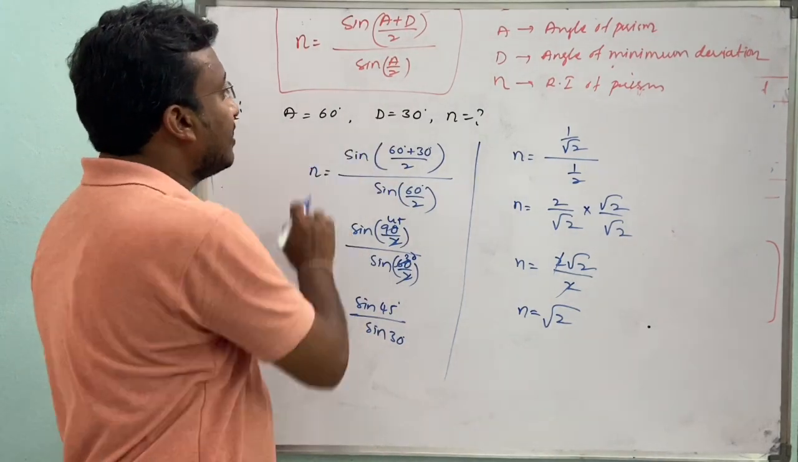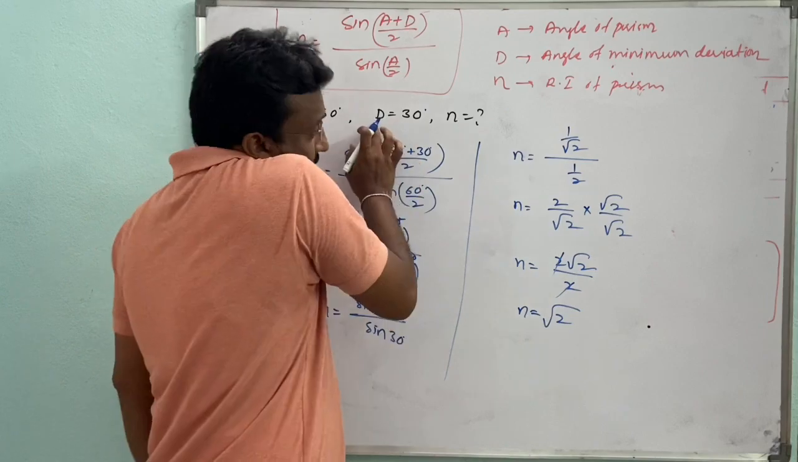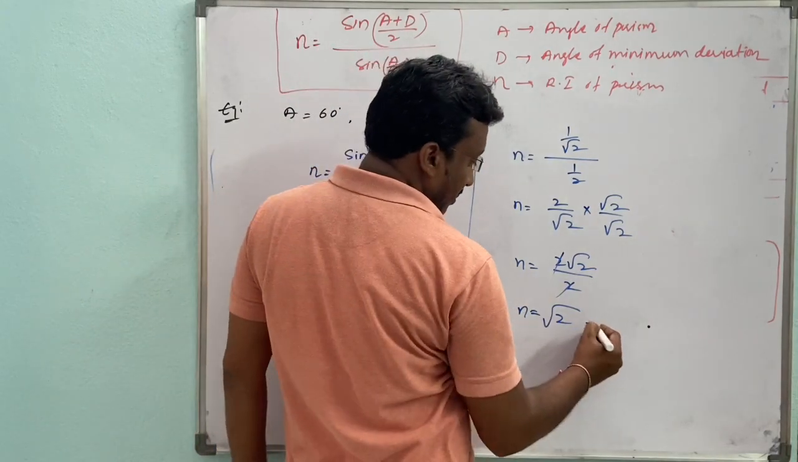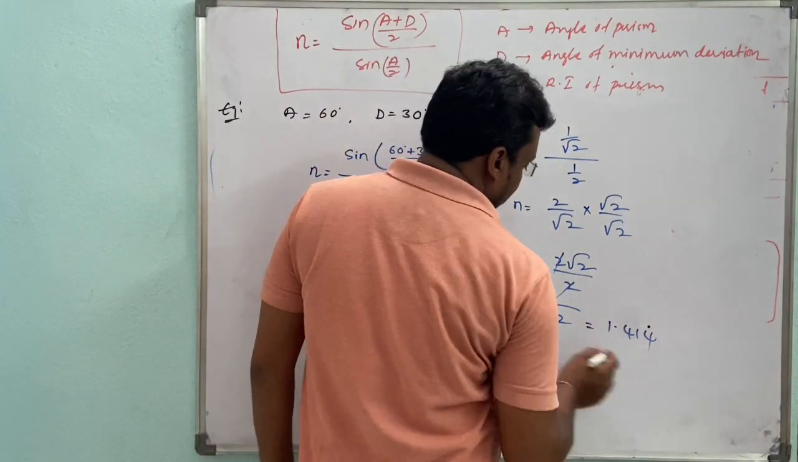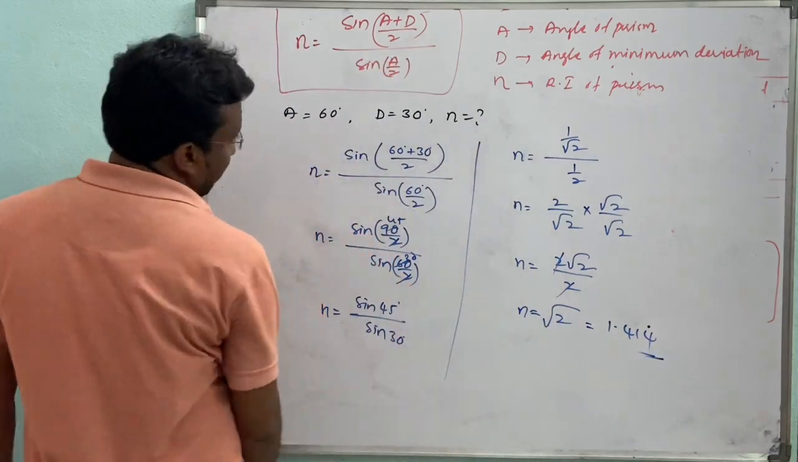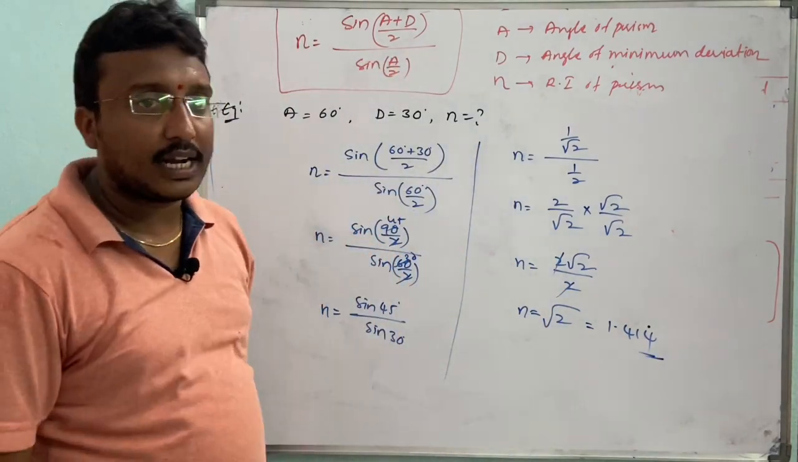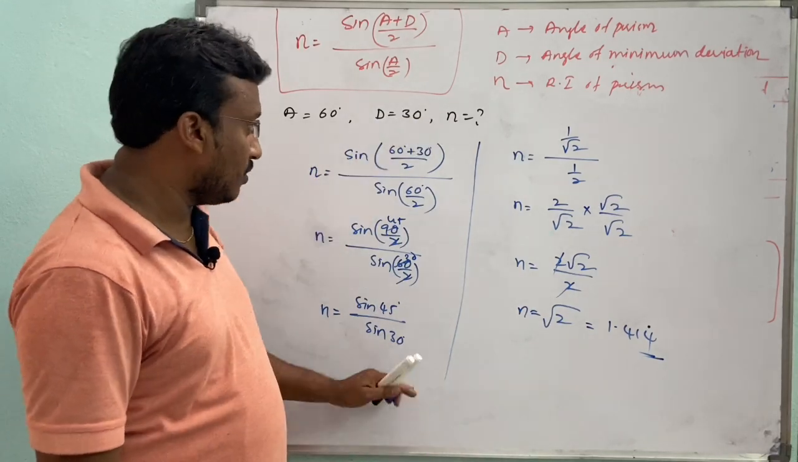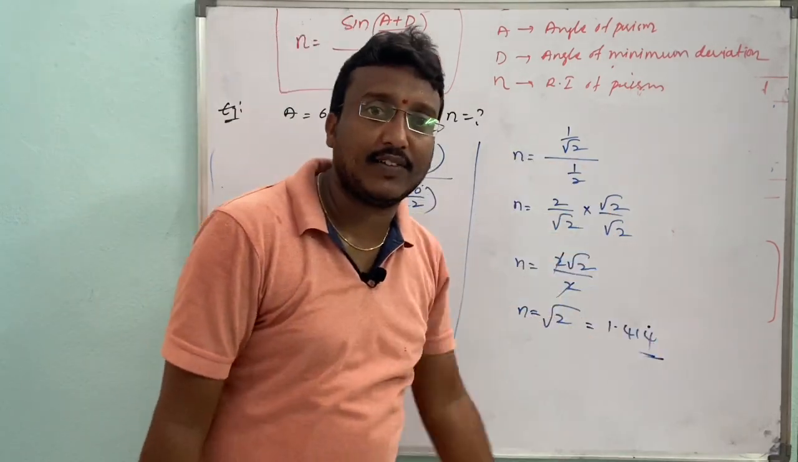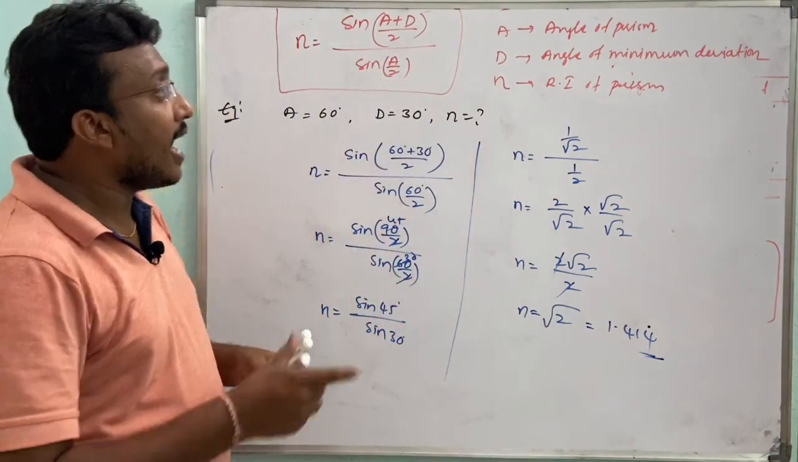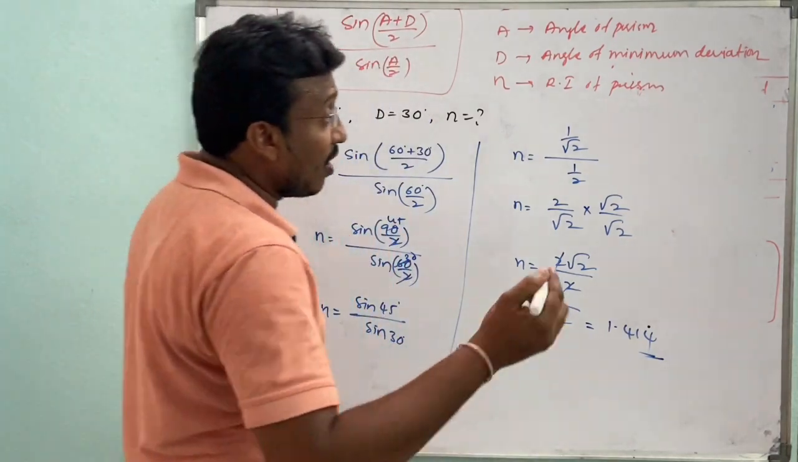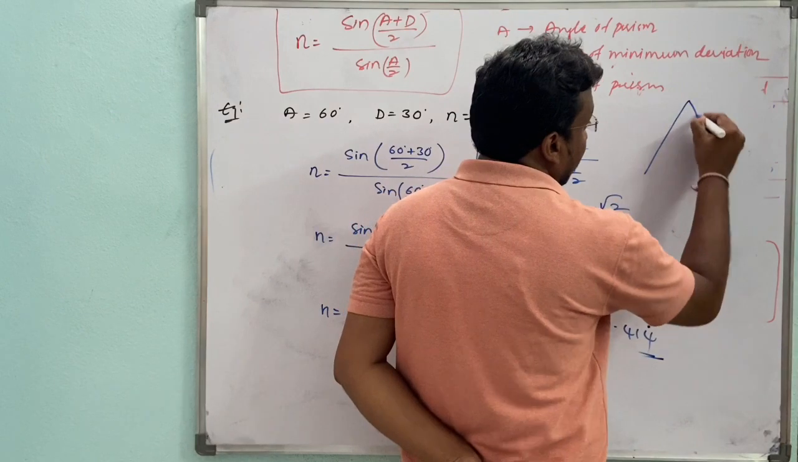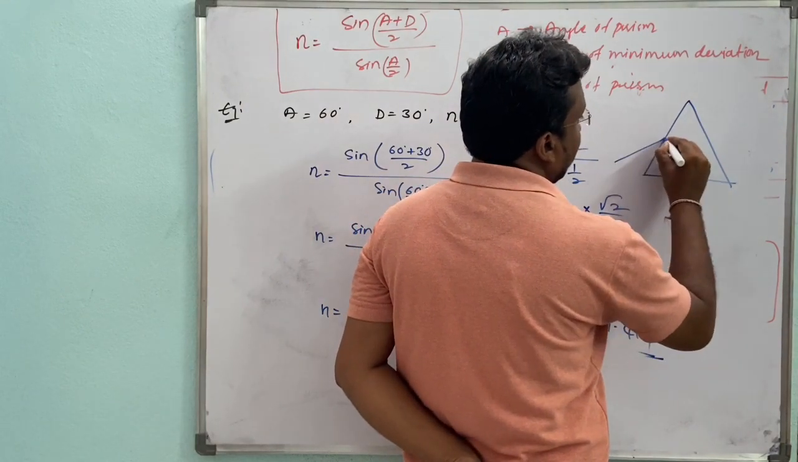When the angle of prism is 60 degrees, the angle of minimum deviation is 30, and the refractive index is root 2, or otherwise we can write it as 1.414, the value of root 2. This is a way to find the refractive index of the prism, and this is how to use the principle. Okay, and here once again I will draw the prism, and now the incident ray.